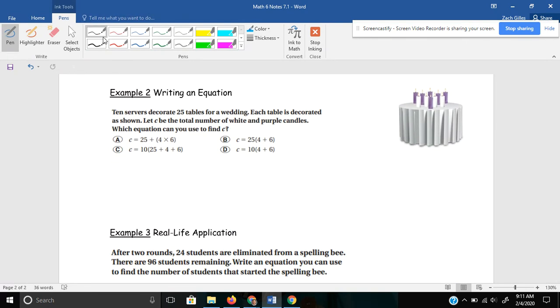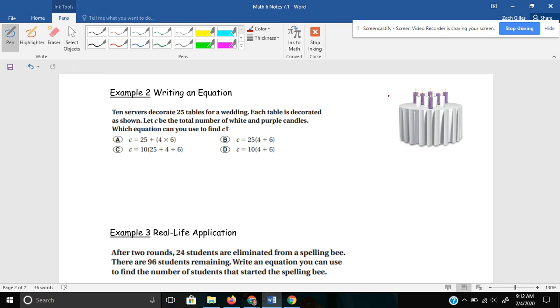All right, we're moving on to a little bit more of a word problem here. It says 10 servers decorate 25 tables for a wedding. Each table is decorated as shown. So they've got some purple candles and some white candles. Let C be the total number of white and purple candles. Which equation can you use to find C?